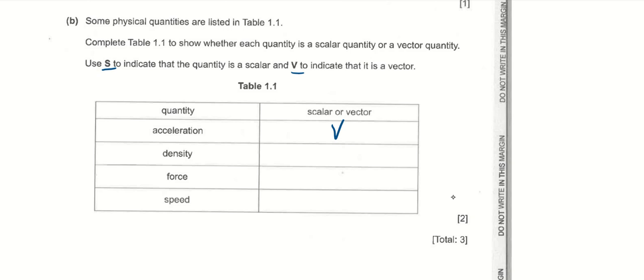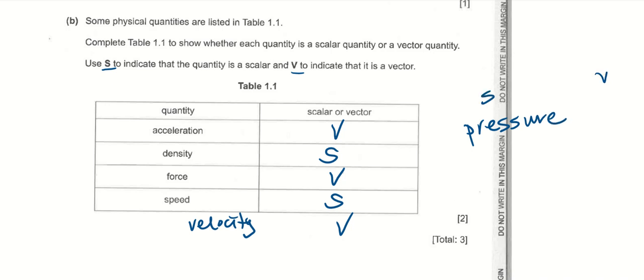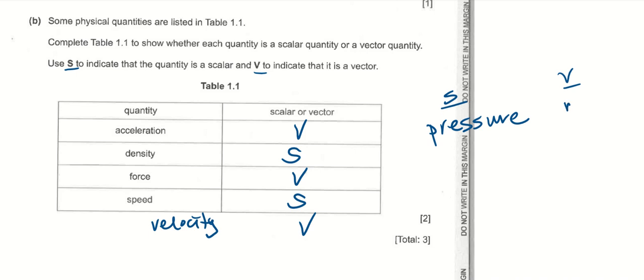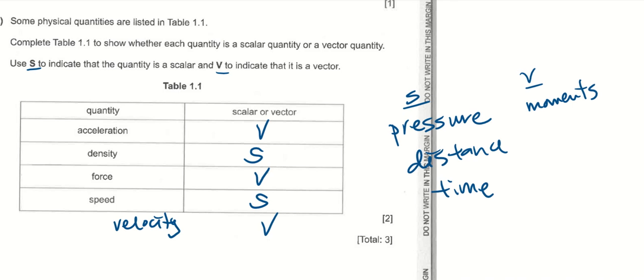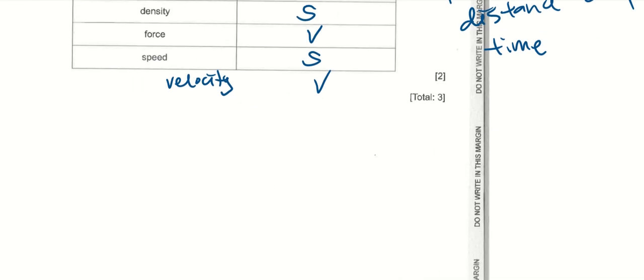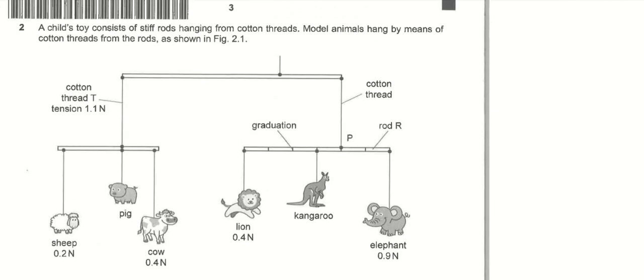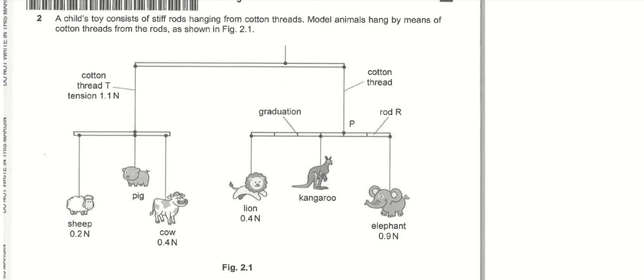Okay, so acceleration is vector, density is scalar, force is vector, speed is scalar. The vector for speed is actually velocity. Hopefully you have made a list of scalar and vector quantities. Pressure will be scalar. Moment is vector. Then we also have distance, that is not here, and time. The vector for distance is actually displacement. For displacement, it has direction and magnitude. Hopefully you already have all this list of scalar and vector. I think this appears in one of our tutorials as well, similar questions.